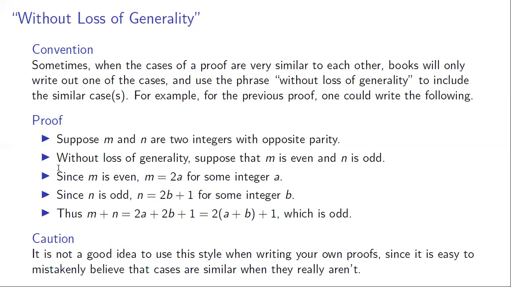In this particular example that we were just doing, the cases were in fact really similar. But sometimes it looks like cases will be similar, but when you actually get into the cases, you see that they're not similar at all, and you have to deal with each of them in different ways. So it's a big risk to say without loss of generality and only spell out one of the cases. If you do it, you should only do it when you're absolutely confident that the two cases are extremely similar to each other.